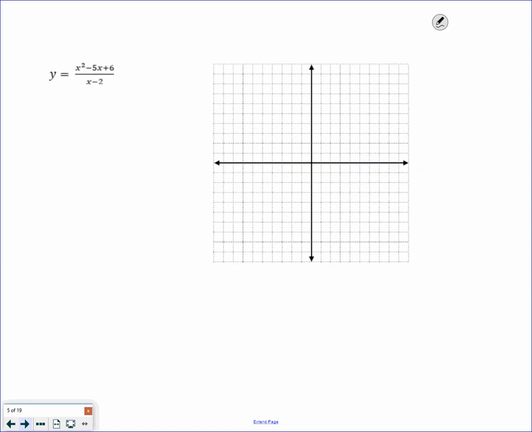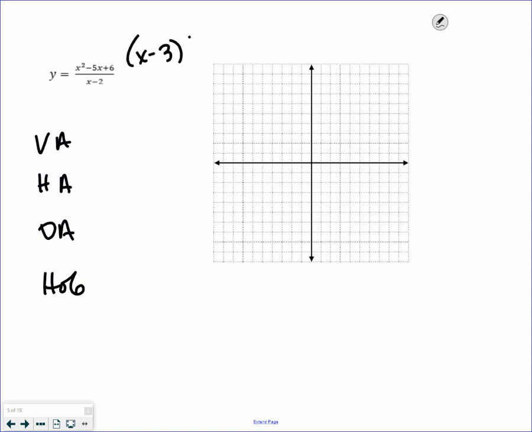Next one. I still want to get vertical asymptote, horizontal asymptote, oblique asymptotes, and holes. And immediately I look and see, oh wait a minute, something looks factorable. So the top is factorable to be x minus 3 and x minus 2, which means something cancels. Cancel those out immediately and write yourself whatever value of x causes that to be 0, which is automatically a hole in the graph.